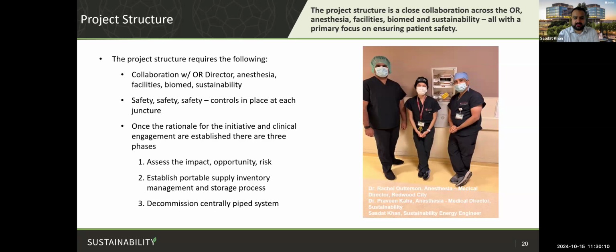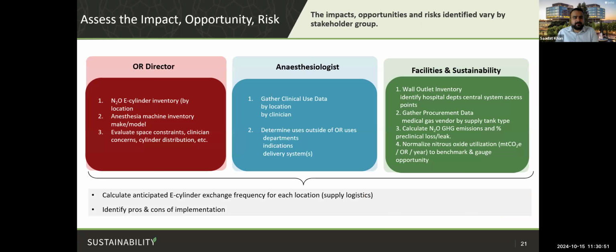And so once this rationale for the initiative and clinical engagement are established, there are three phases that I will now dive into. One is assessing the opportunity, impact, and risk, as we just talked about. Then establishing the portable supply inventory management and storage process for the smaller e-cylinders in a close-by vicinity that makes the anesthesia team and the OR team comfortable with the change, so that this is not going to be a huge change coming their way. And then decommissioning the centrally piped system as the last step in that process.